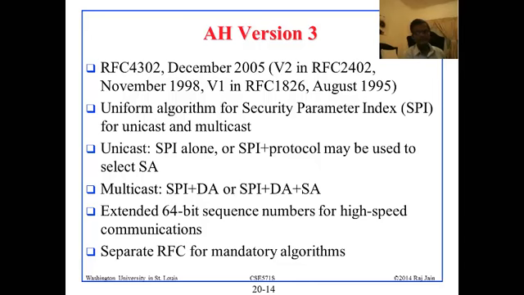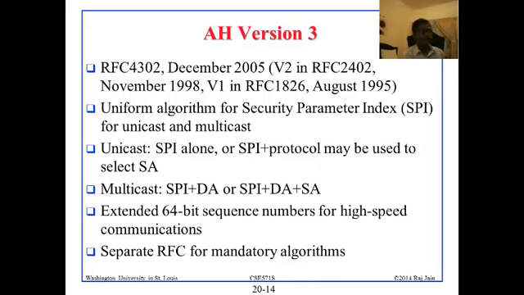Okay, so this is like aggregating multiple SAs into one. You can either use the SPI alone or SPI plus protocol type to select the SA from your table. In the case of multicast, you use the destination address. Now, the destination address in this case is a multicast address.